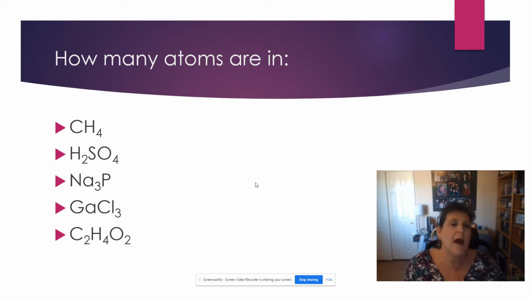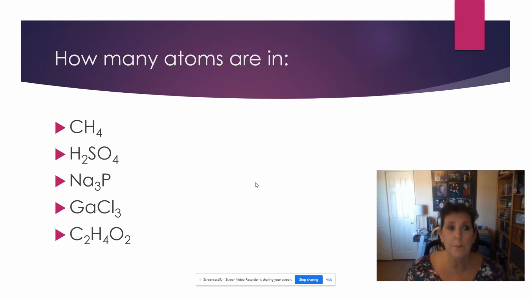What about H2SO4? You are correct if you said 7. So there's 2 hydrogen atoms, there's 1 S atom, sulfur, and 4 oxygen atoms. Don't forget that 1 for the S. So it's 2 plus 1 plus 4, which makes 7.